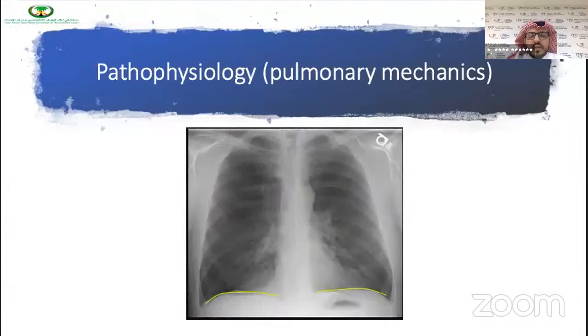This is just an X-ray to demonstrate what we were talking about. You can see there is hyperinflation in both lungs, and also flattening, which is highlighted by the yellow lines in both hemithoraces.